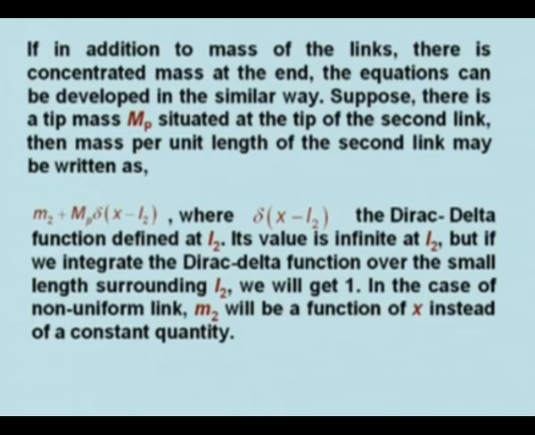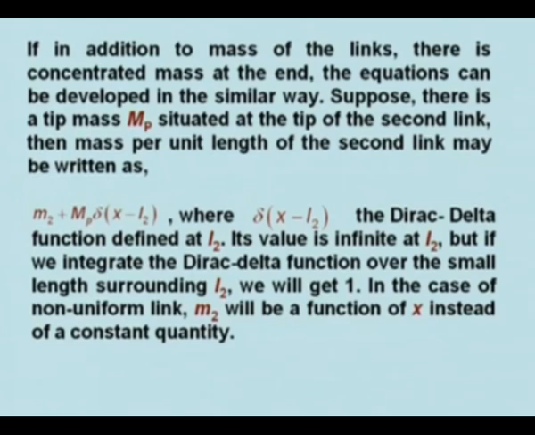m2 has the unit of kg per meter, whereas mp has the unit of kg, but it has been multiplied by delta x minus L2, where delta x minus L2 is the Dirac delta function, which is defined at L2. So the Dirac delta function is such that at L2 its value approaches infinity and everywhere else it is 0, and if you integrate the Dirac delta function, say between limits 0 to some L2 plus, then you will get the value as 1 only. So the Dirac delta function has the unit of 1 by meter.